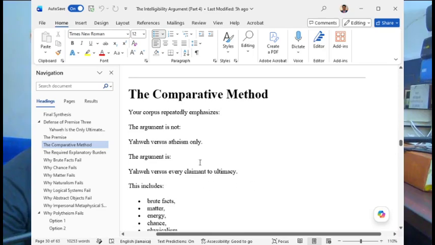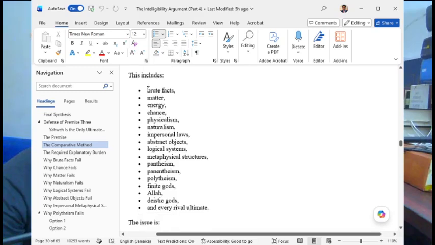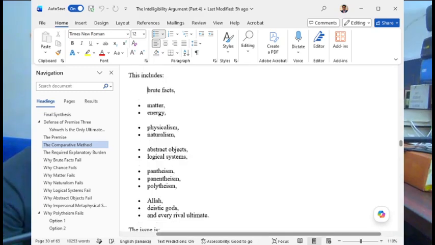Okay, now the comparative method. The argument is not Yahweh versus atheism only. The argument is Yahweh versus every claimant to ultimacy. This would include, here they are, everybody. Let me actually number them.